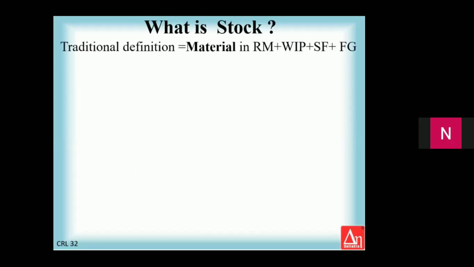Now, I have a small question for you. What is stock? A traditional definition of stock is material lying in raw material stores plus work in process plus semi-finished goods and finished goods. Four areas which is considered as your stock area: raw material, work in process, which is material lying inside the factory, semi-finished goods, and finally the finished goods.